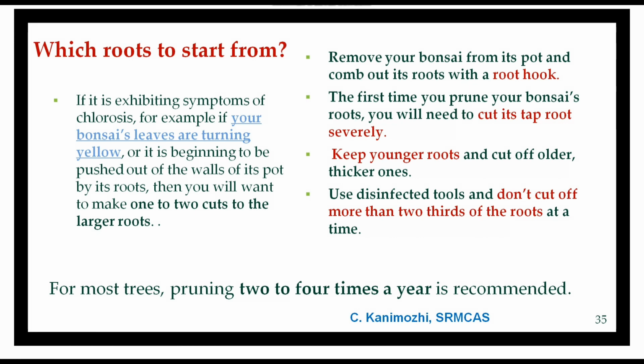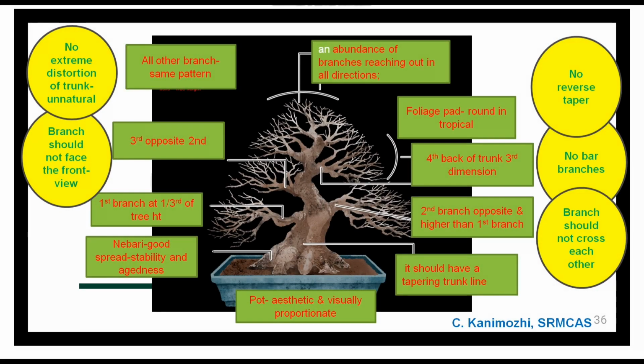Remove your bonsai from its pot and comb out its roots with a root hook. The first time you prune your bonsai roots, you will need to cut its taproot severely. Allow the younger roots to grow and cut off the older, thicker ones. Always use disinfected tools, and don't cut off more than two-thirds of the roots at a time. For most trees, pruning is actually done 2 to 4 times a year, which is highly recommended. This is regarding how to prune your plant.